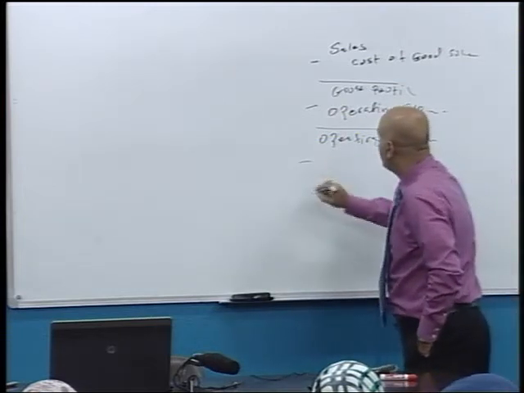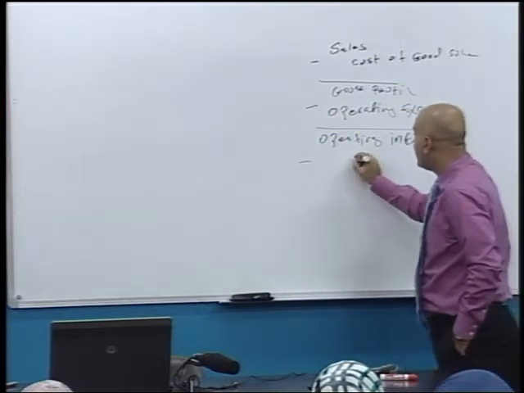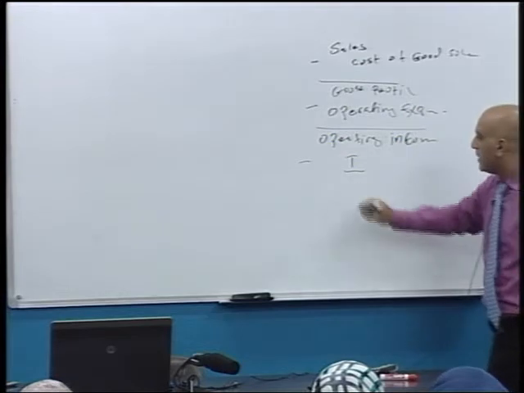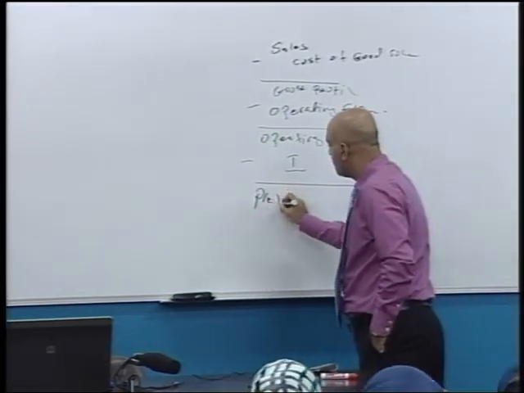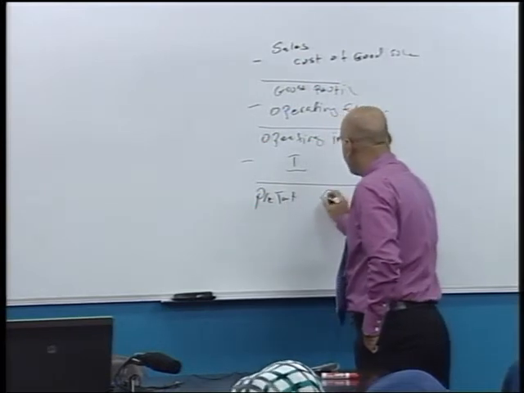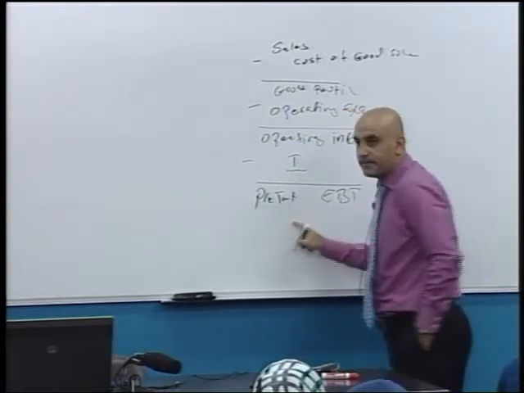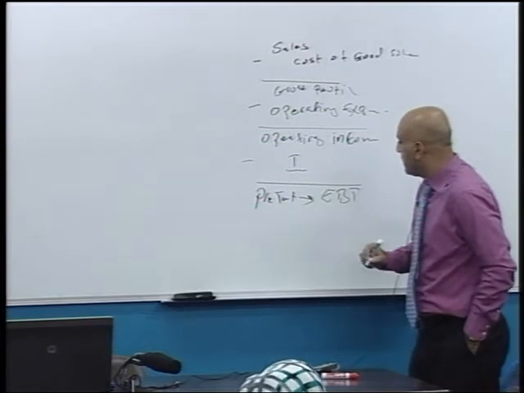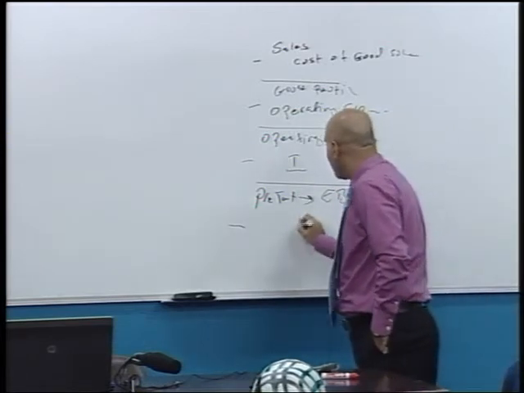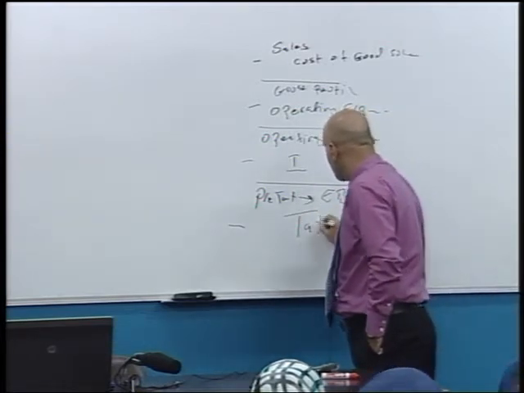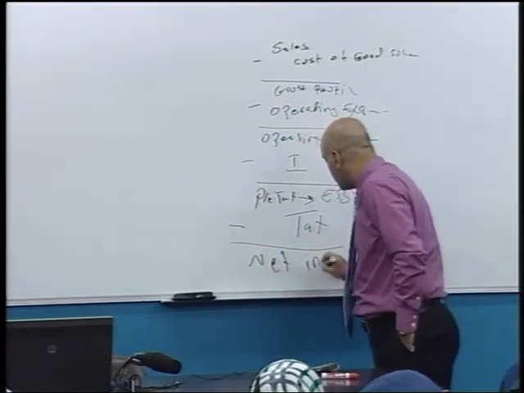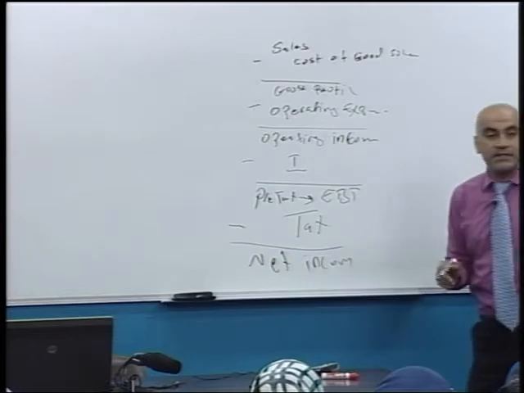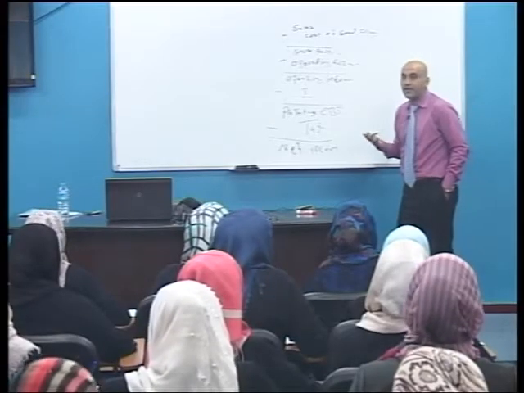So we deduct the interest. So we get the pre-tax income or EBT, earning before tax, yes, which is the same. Then we deduct the tax. Yes. We end with net income. Okay? So this is the story of preparing the income statement.